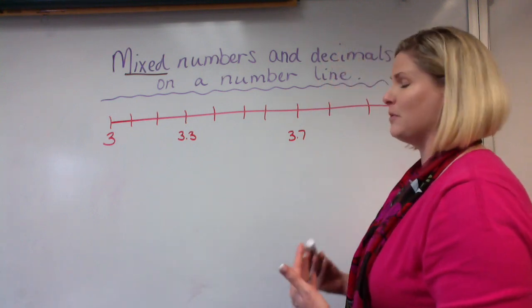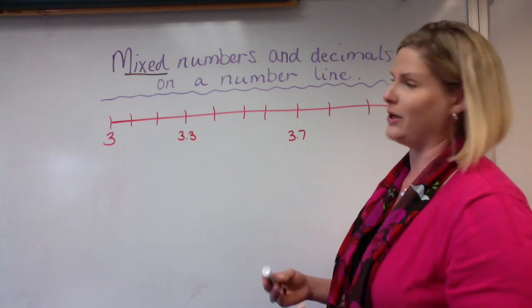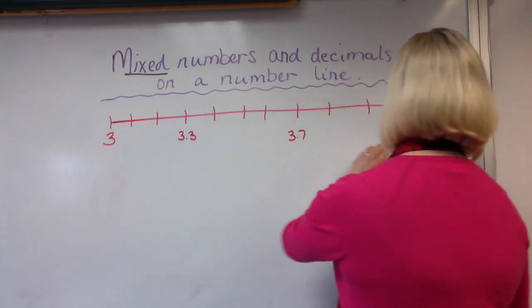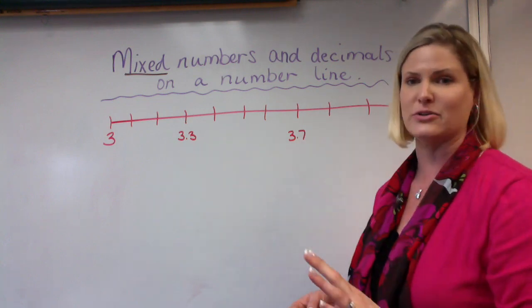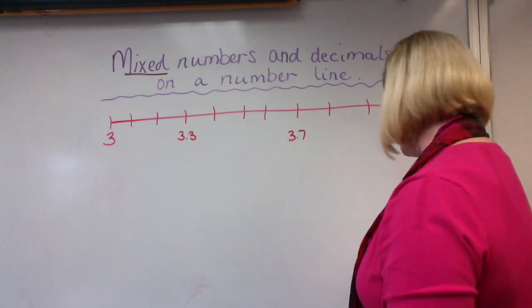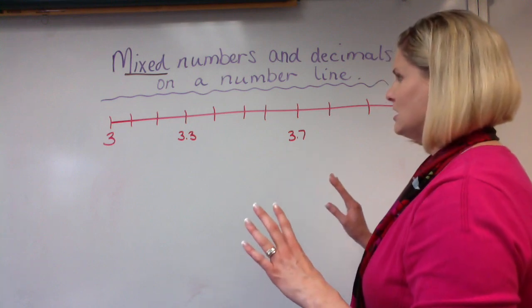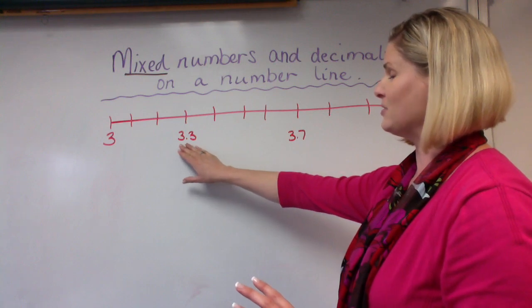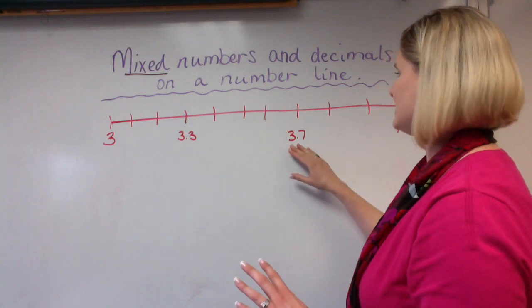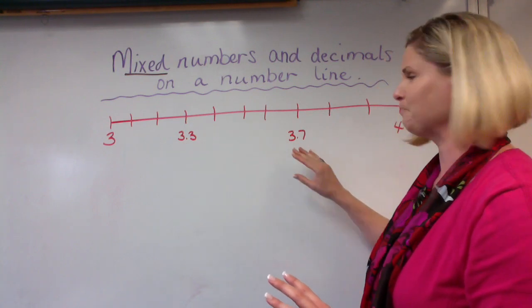First thing when we look at mixed, we want to make sure we are aware of the whole number. So we've got 3 at one end. We've got 4 at this end. So all of our numbers inside the whole number on our mixed numbers are going to be 3. All right. So if we look at the decimal numbers, or the parts of numbers inside the middle, we've got 3 and 3/10, 3 and 7/10.